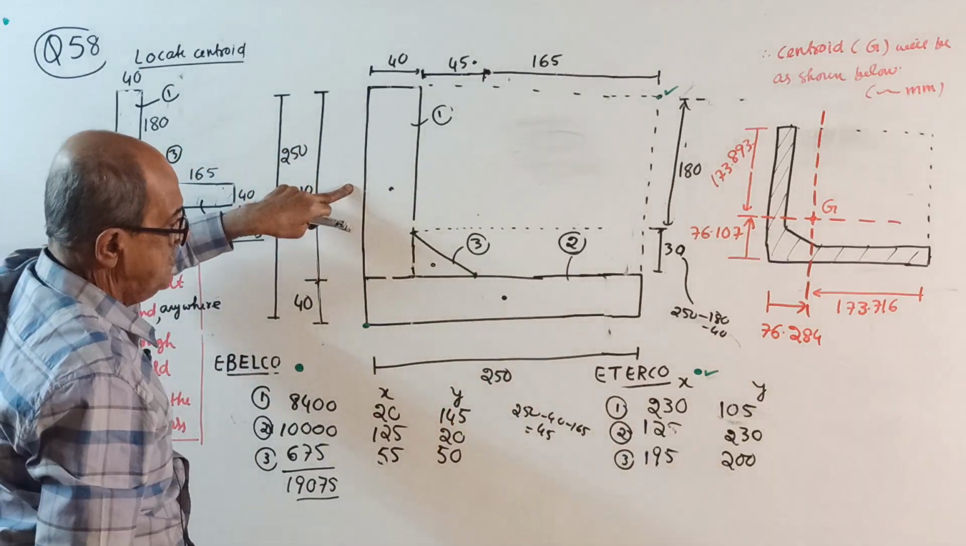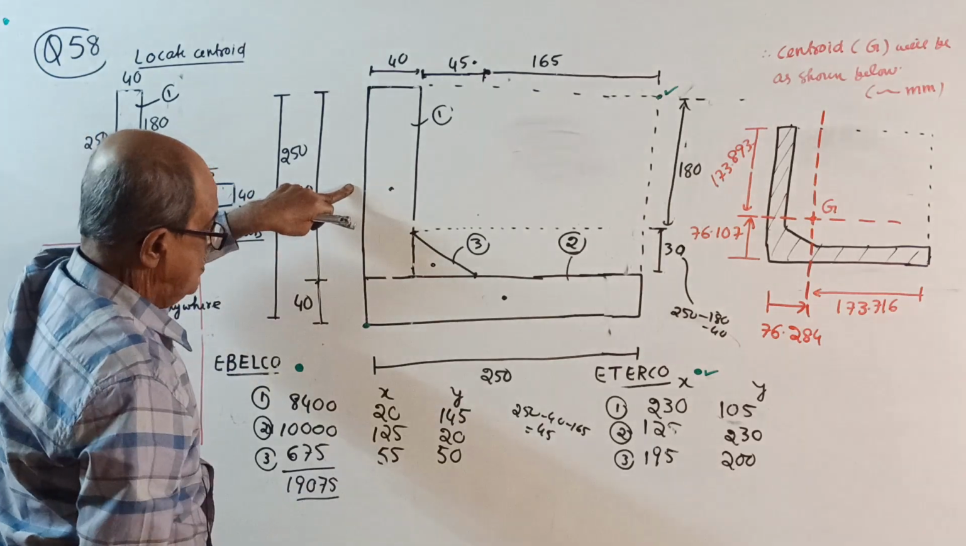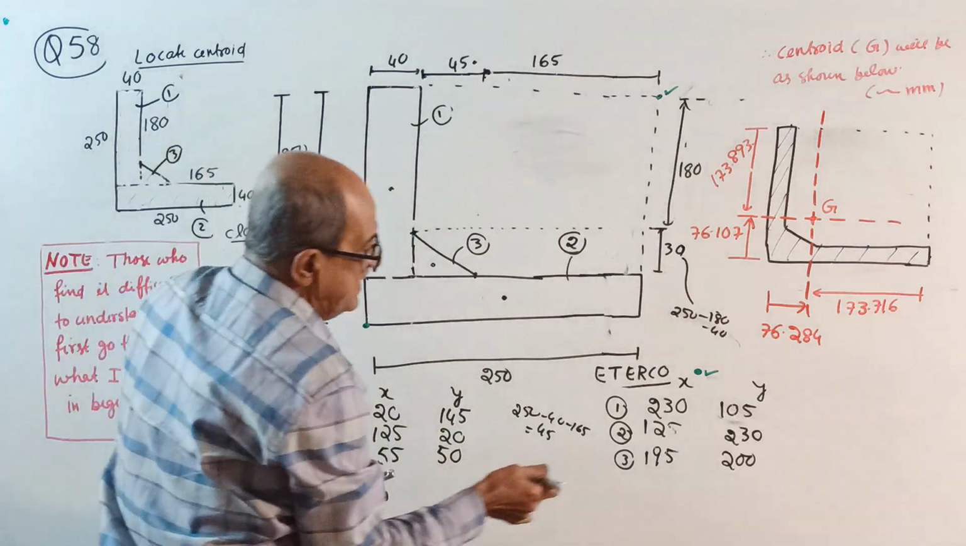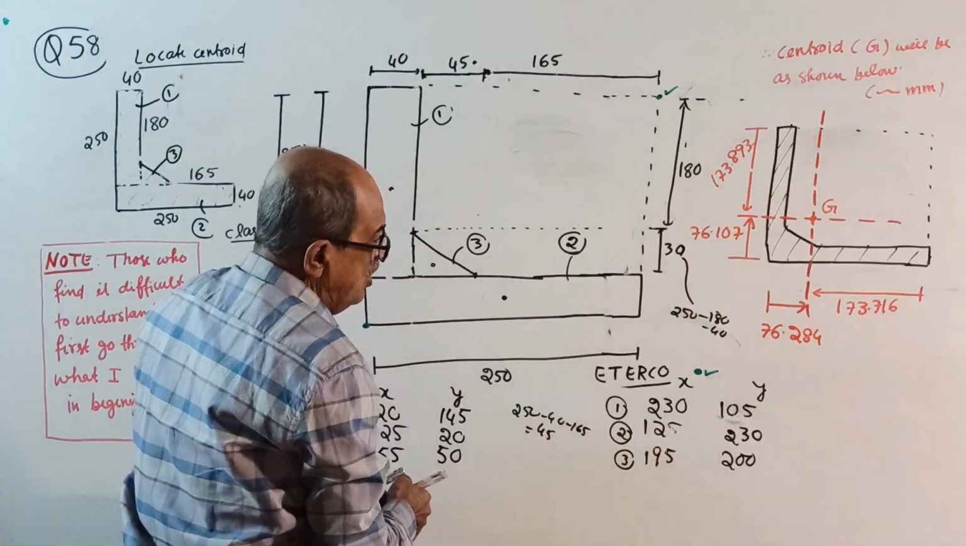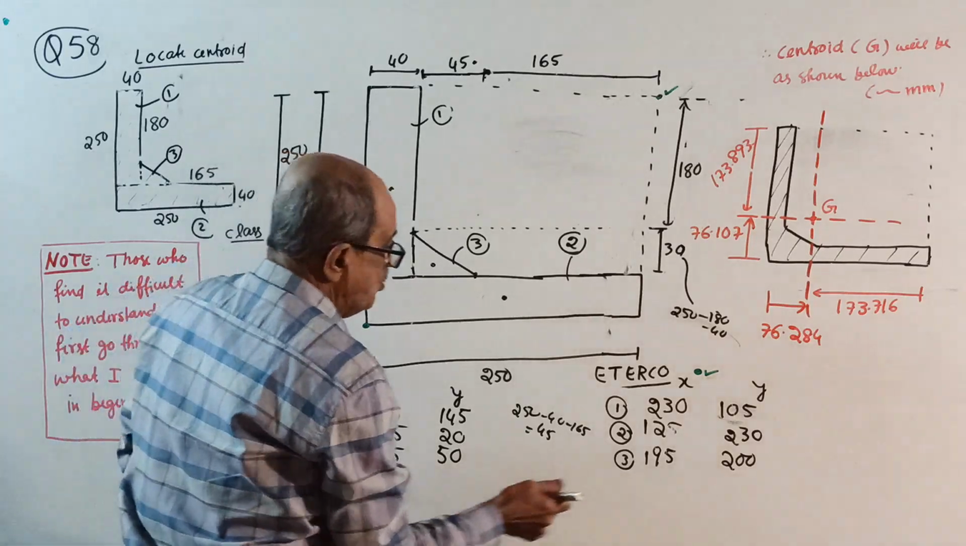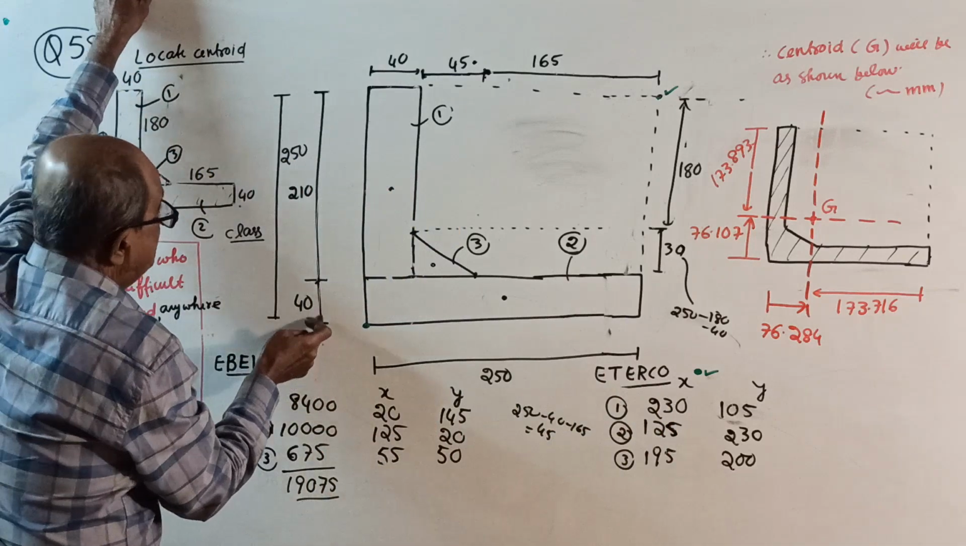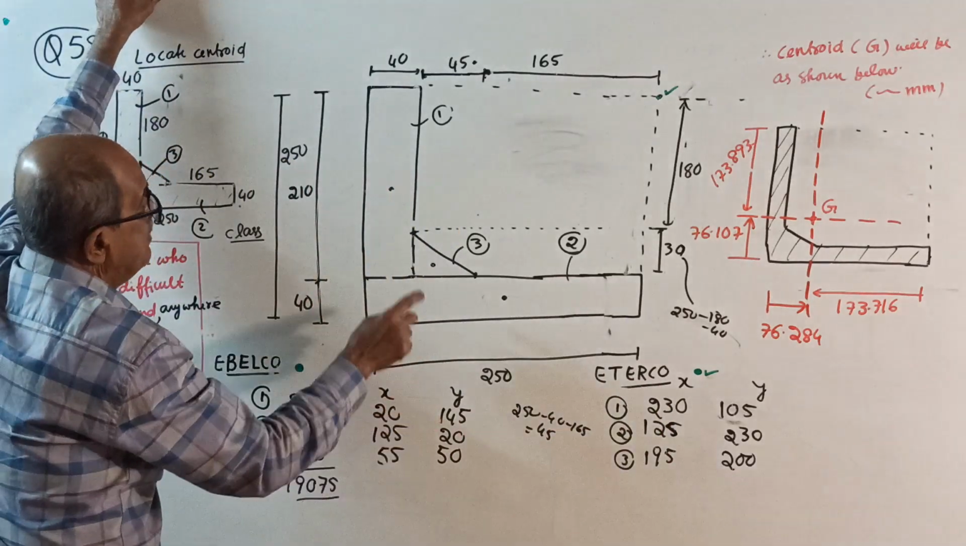Well, how is it? Why here 140, here 145? That is something else. That is Eterco. That is Eterco later. Don't see Eterco now. Now see which one? Abelco. First Abelco. Okay. 40 plus half of 210, 145.